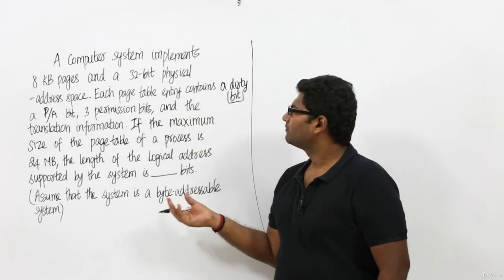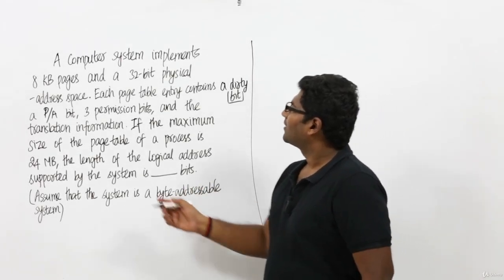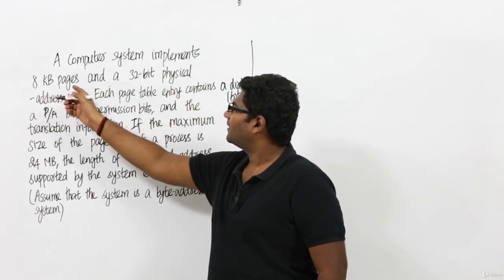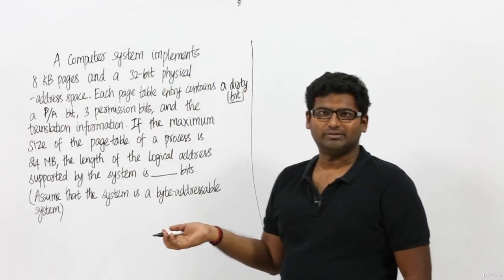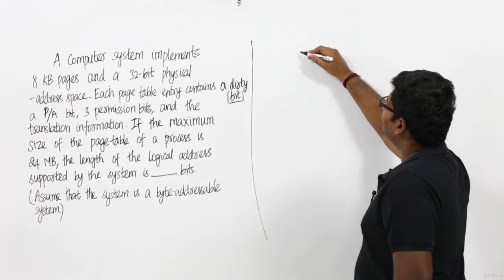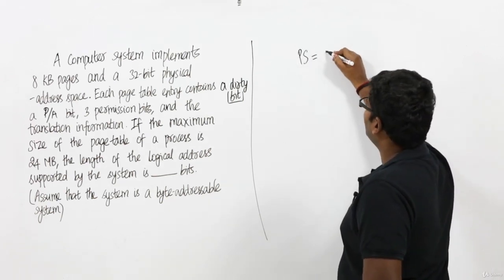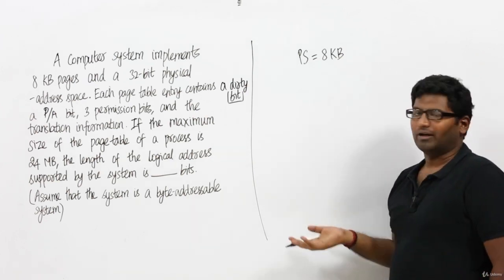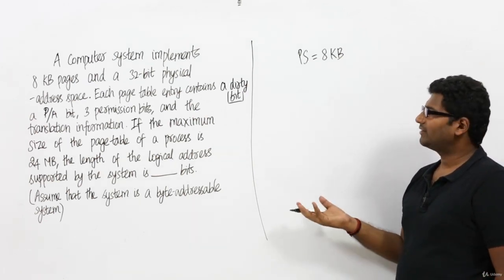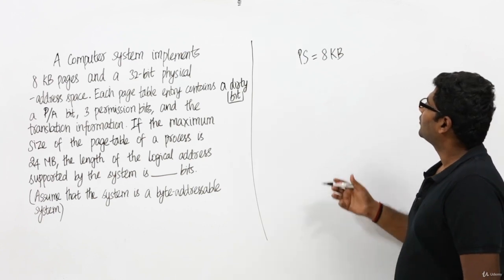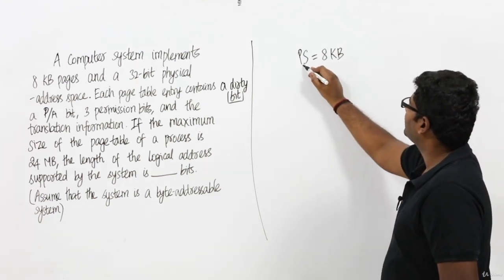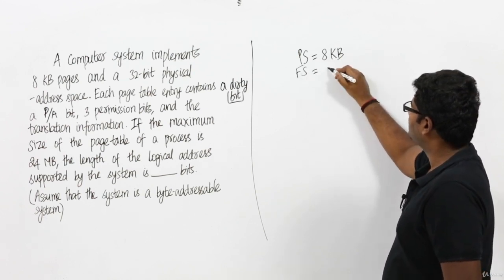Let's solve this problem. They have given that a computer system implements 8 KB pages. What do they mean by this? They are saying that page size equals 8 KB. I'm just writing out the data so that it will be easy to understand the problem and solve it. So in case the page size equals 8 KB, then obviously the frame size will also be equal to 8 KB, right?